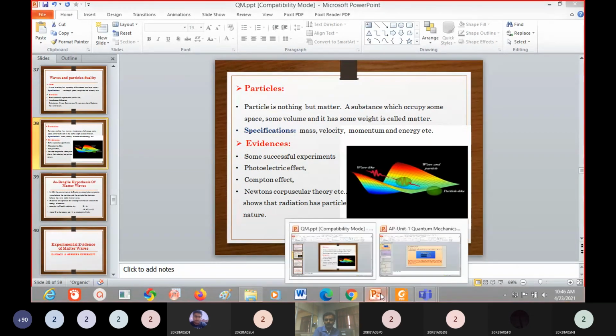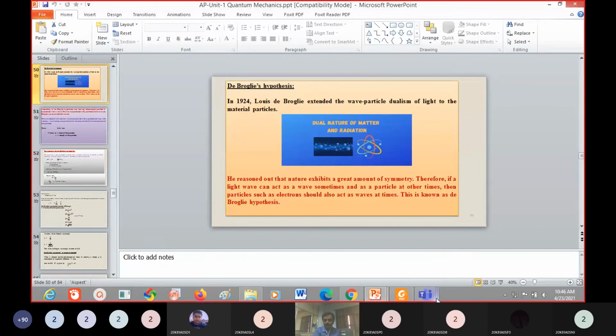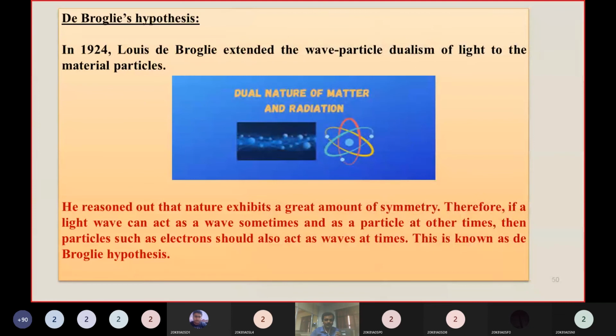Now coming to the de Broglie wave hypothesis. According to de Broglie, matter, that is particles, also have wave nature as well as particle nature. So matter also has dual nature. That is according to the de Broglie hypothesis: wave-particle dualism of light as well as material particles.